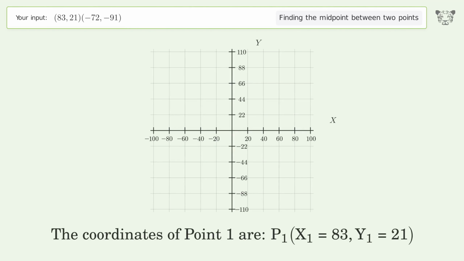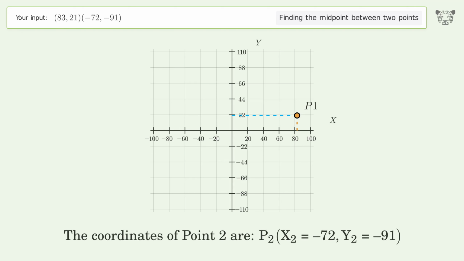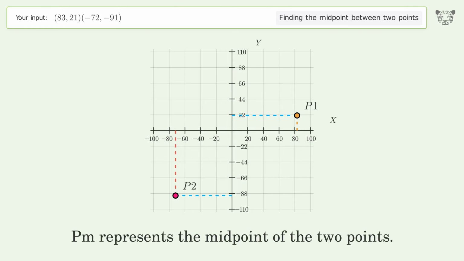The coordinates of point 1 are, x1 equals 83, y1 equals 21. The coordinates of point 2 are, x2 equals -72, y2 equals -91. PM represents the midpoint of the 2 points.